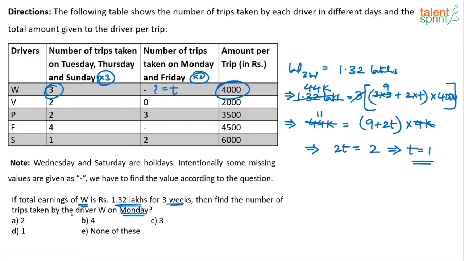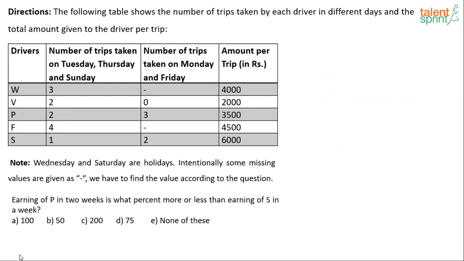So find the number of trips taken by the driver W on Monday. On Monday, how many trips does he take? Equals t, which is equal to 1. So option D will be the answer. I think one more on this data.